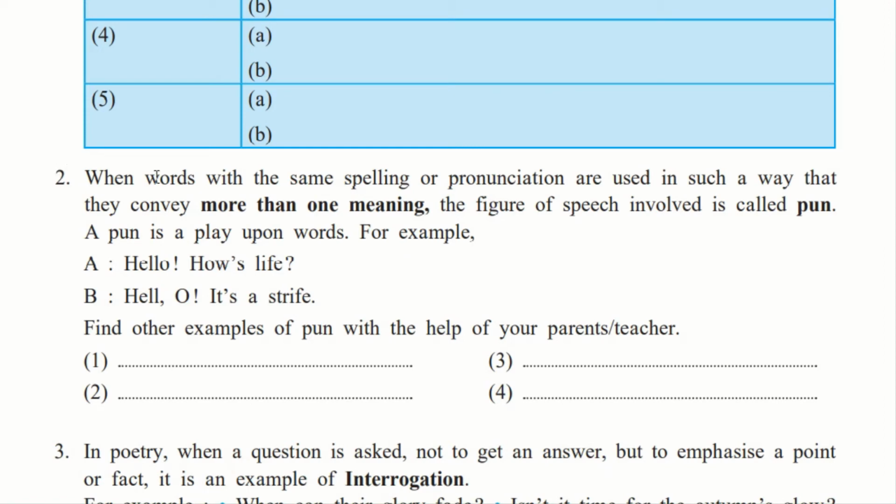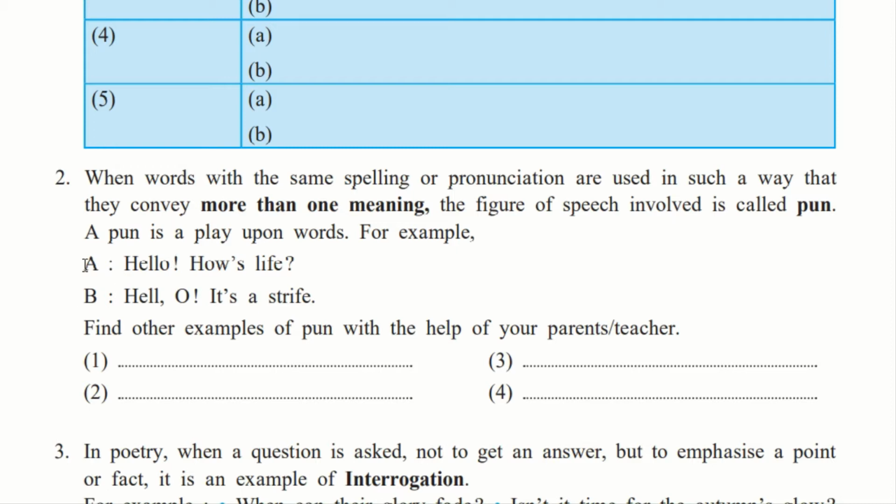2. When words with the same spelling or pronunciation are used in such a way that they convey more than one meaning, the figure of speech involved is called pun. A pun is a play upon words. So just like we just saw homographs, what we do is we take the homographs, that is words with the same spelling, and we try to twist and turn so that it makes a funny sentence.